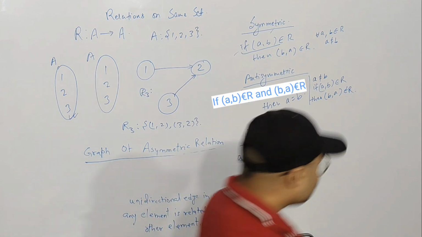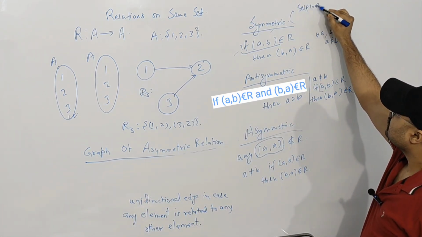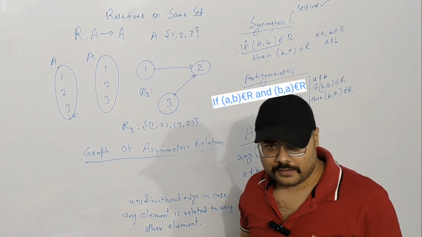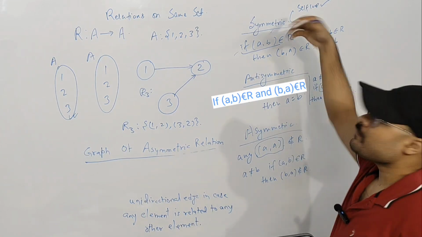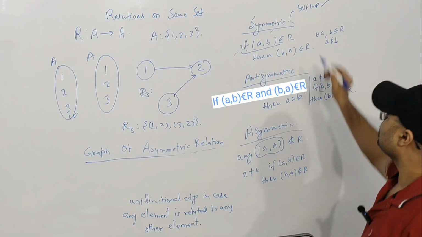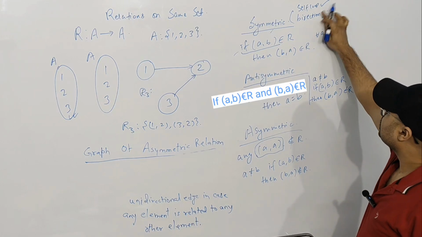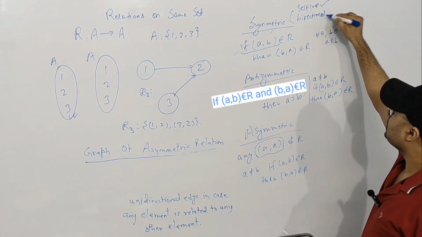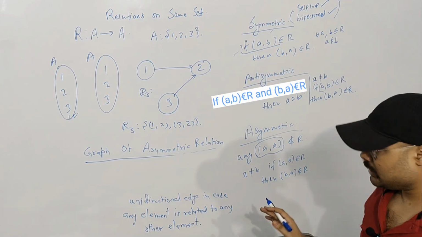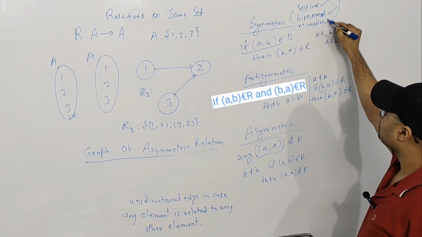If I have to summarize, then in symmetric you can have a self loop. You may not have one, but if there is a self loop, yes, it's okay, no problem with that. Self loop and bidirectional. Can there be any unidirectional edge? No, in symmetric, no unidirectional edge.